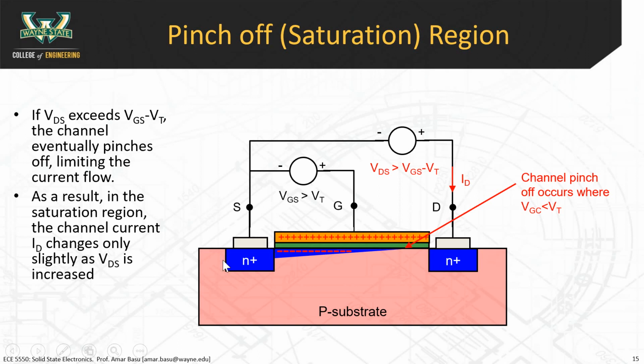So as a result, in the saturation region, if you were to increase this VDS further, the current doesn't change much. This physical phenomenon of pinch off is limiting the amount of current that you can have in the system. The left side of the channel is highly inverted. The right side of the channel is just at the edge of not being inverted.